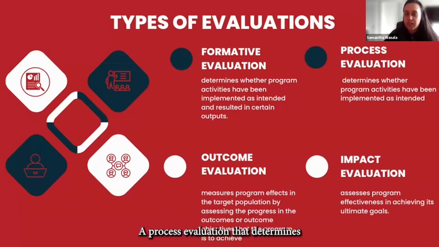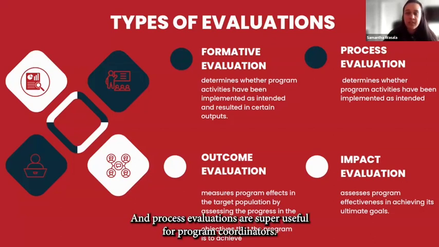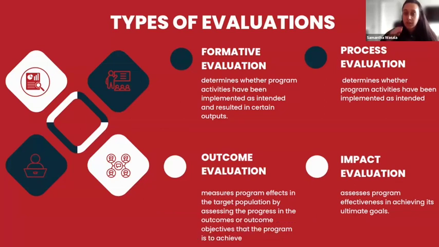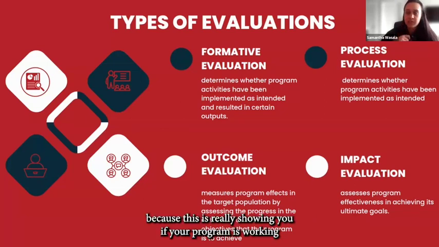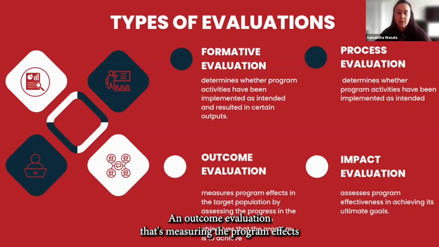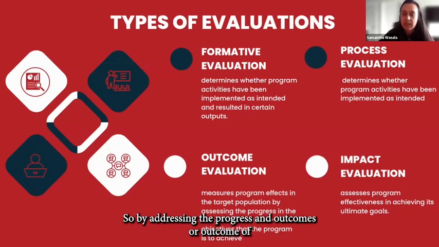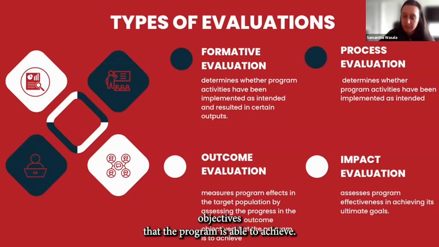A process evaluation determines whether program activities have been implemented as intended. And process evaluations are super useful for program coordinators because this is really showing you if your program is working and how you can make adjustments as needed. An outcome evaluation is measuring the program effects in the target population, by addressing the progress and outcome objectives that the program is able to achieve.